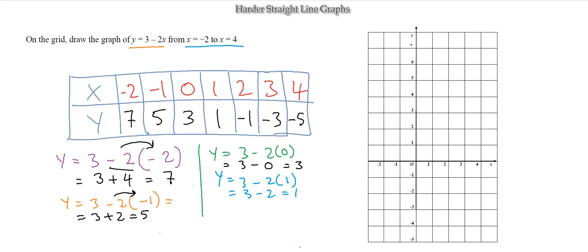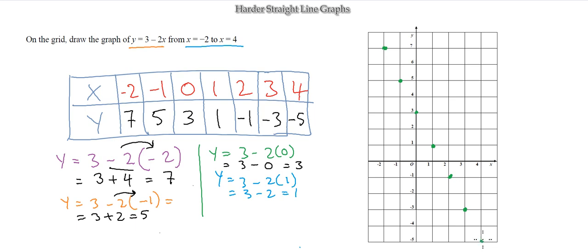So let's just plot this graph. When x is minus 2, y equals 7. When x is minus 1, y equals 5. When x is 0, y equals 3. You can see that it's coming in the same units, 2 squares. So it's quite similar. We have 1 and 1, then 2 and minus 1, then 3 and minus 3, and lastly 4 and minus 5.